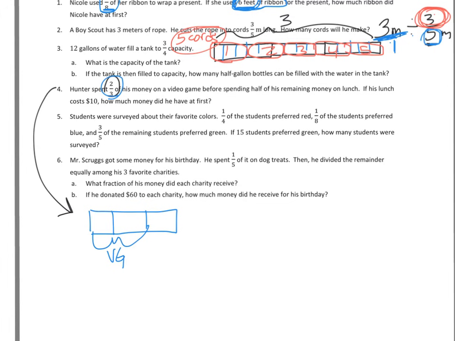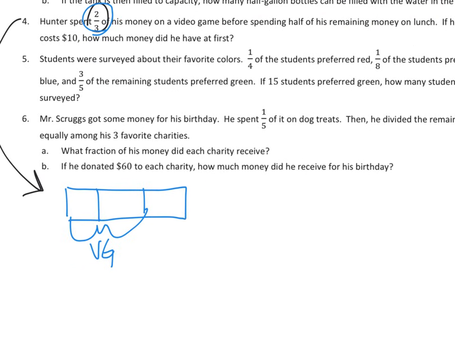And now we're going to zoom in a little bit so we can take a look at that other part. And it says he spent half of his remaining on lunch. So out of this amount, we have to break it into half.